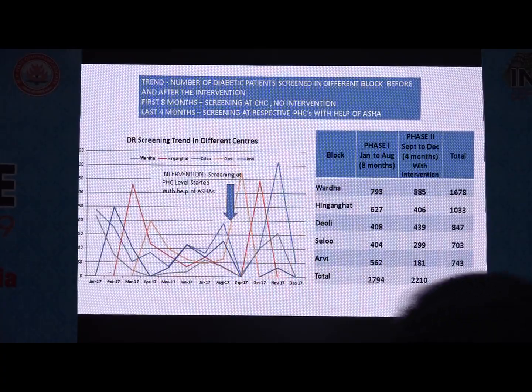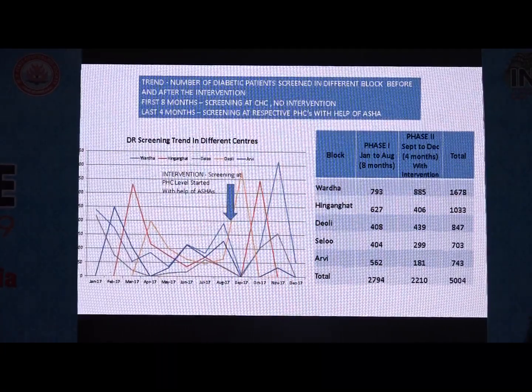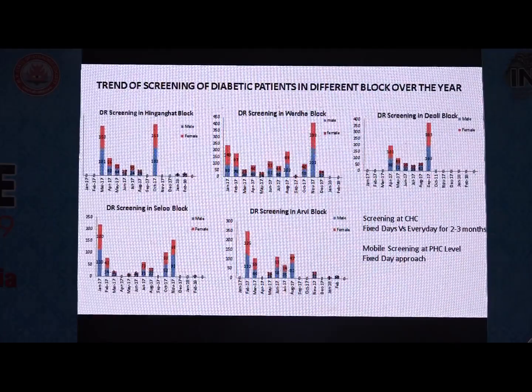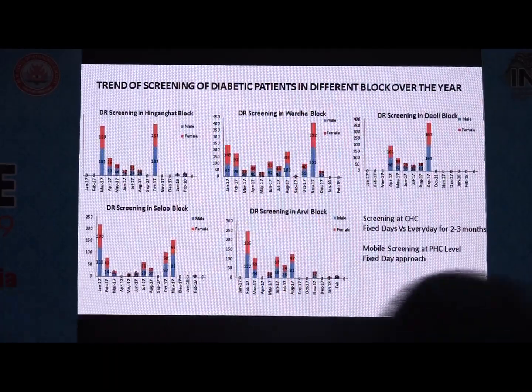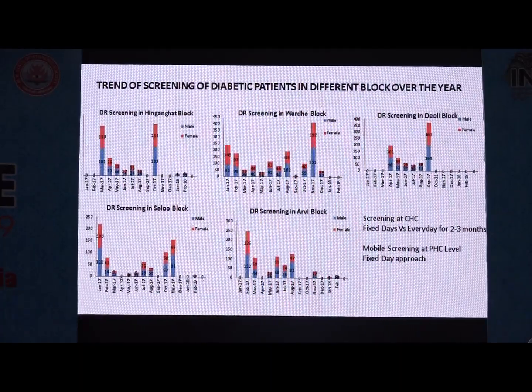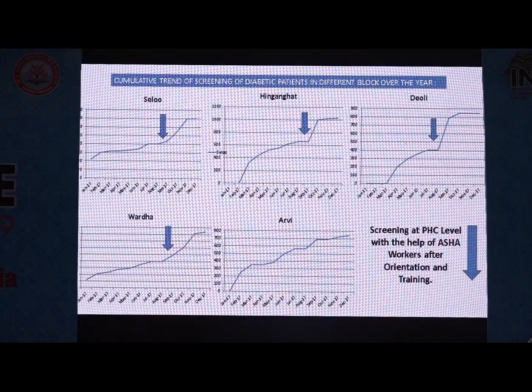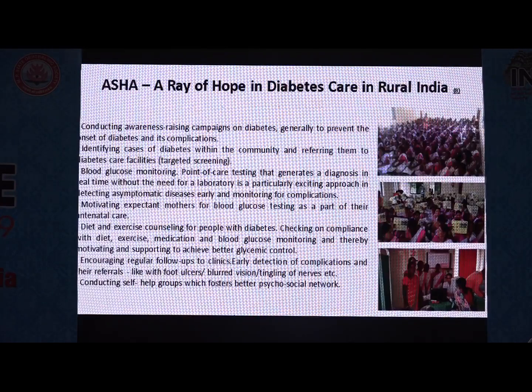As you can see the rise, taking Wardha block as an example, 793 patients were screened over a period of 8 months, but a similar 885 were screened in the next phase. Now this is a trend of screening over the period of the year. As you can see, there is a spike as the intervention was done in the months of August, September and October. This is a cumulative trend of screening in various blocks, and in the last block there was no intervention with the help of ASHA, and there was a decline in the number of screenings.